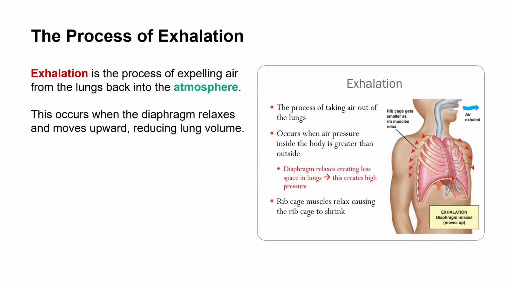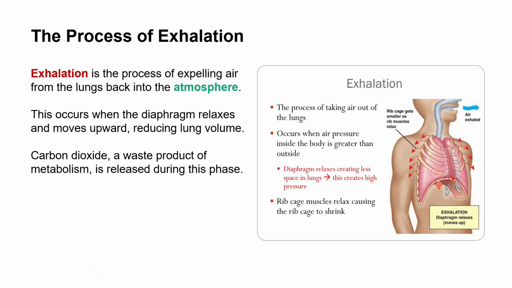So the diaphragm relaxes, creating less space in the lungs. This creates high pressure. The rib cage muscles relax, causing the rib cage to shrink, and that is how air is expelled from the body. Carbon dioxide, a waste product of metabolism, is released during this phase. During this exhalation, carbon dioxide is a waste product that is expelled from the lungs to the atmosphere.